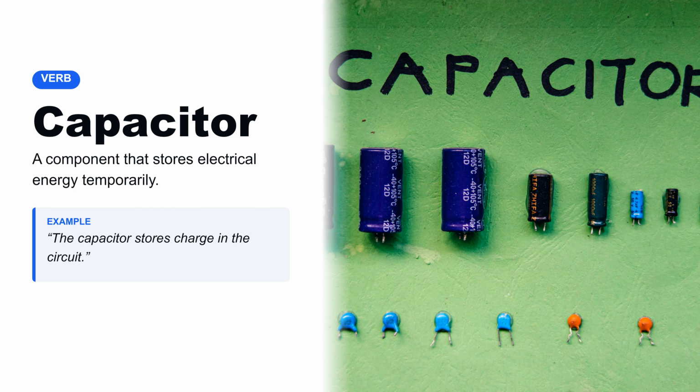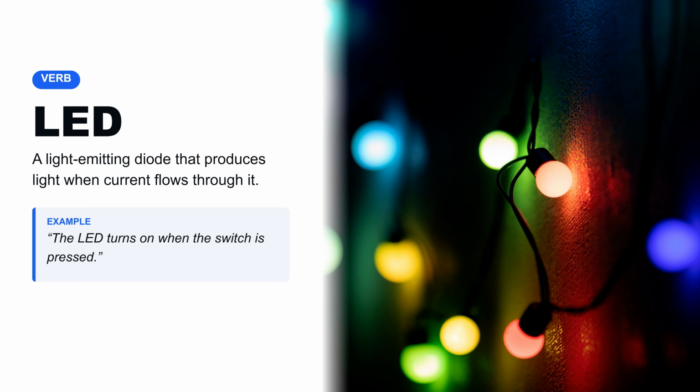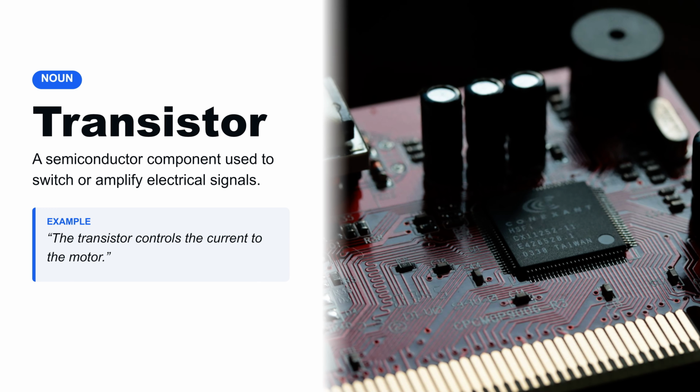Capacitor. A component that stores electrical energy temporarily. The capacitor stores charge in the circuit. Diode. A component that allows current to flow mainly in one direction. The diode prevents reverse current. LED. A light-emitting diode that produces light when current flows through it. The LED turns on when the switch is pressed.